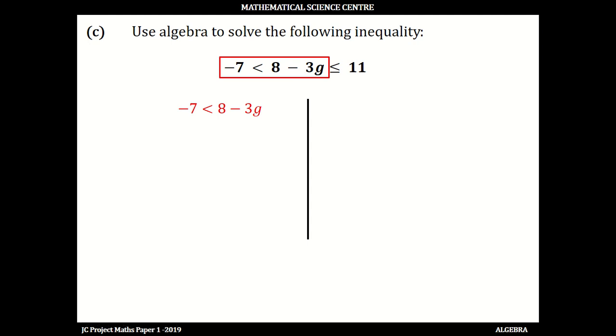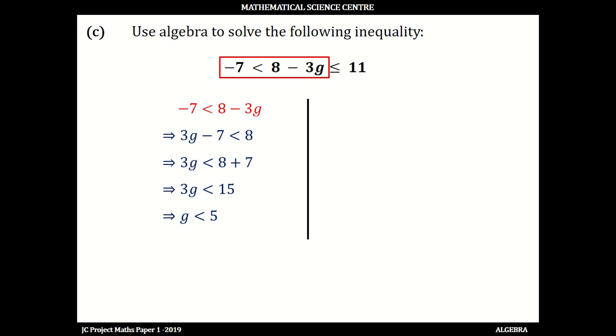On the left hand side we've got -7, and on the right hand side we've got 8 minus 3g. Now if you bring the -3g over, it becomes a plus 3g. So you get 3g minus 7 is less than 8. Next, if you bring the -7 over, it becomes a +7. So 3g is going to be less than 8 plus 7, which is 15. This means if you bring the 3 over, it's going to divide. So g will be less than 5.